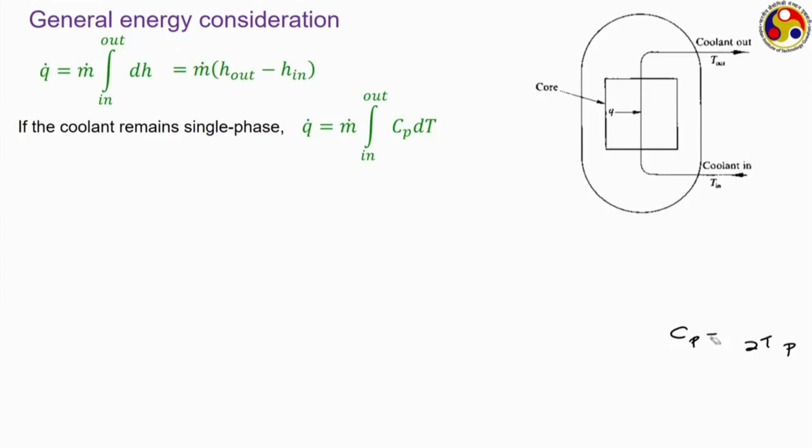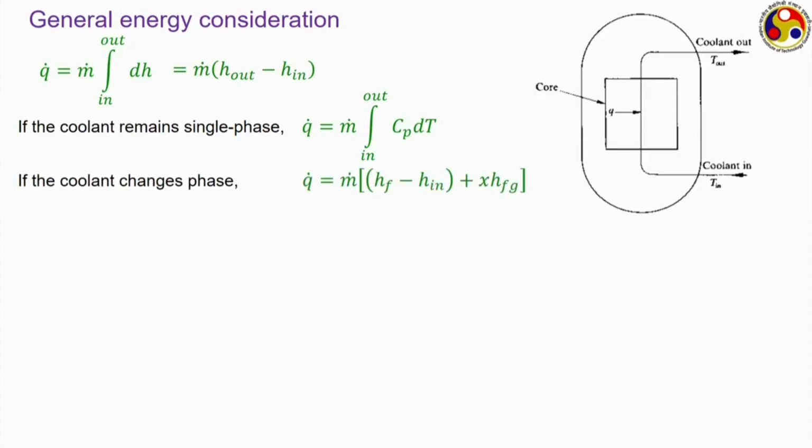If Cp remains constant, this is a very straightforward integration, but generally Cp is a strong function of temperature, particularly at higher temperature, that can show a quadratic kind of relationship. And if the coolant changes phase, then the situation is slightly more complicated.